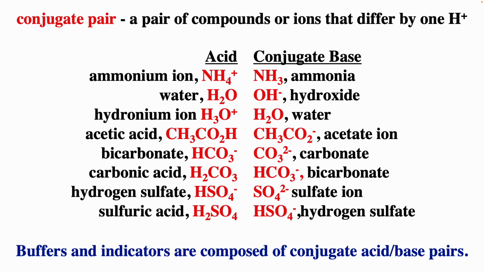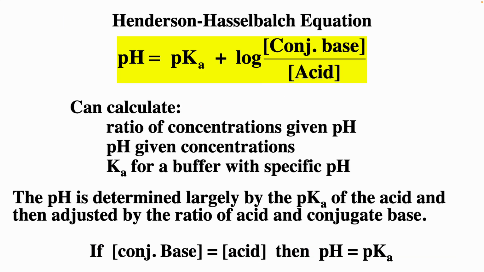And so all buffers and indicators are composed of a weak acid conjugate base pair. And so the Henderson-Hasselbalch equation is very important for buffers and acid-base indicators. So the Henderson-Hasselbalch equation: pH equals pKa plus log concentration of base over acid. Again, you can also use the number of moles of base over moles of acid. It's only appropriate when you have a weak acid and conjugate base. You can use it to calculate the ratio of the concentrations given the pH, or the ratio of the moles. You can use it to calculate the pH given the concentrations, and you can use it to determine the best Ka for a buffer at a specific pH, or even to help you choose what is the best acid-base indicator.